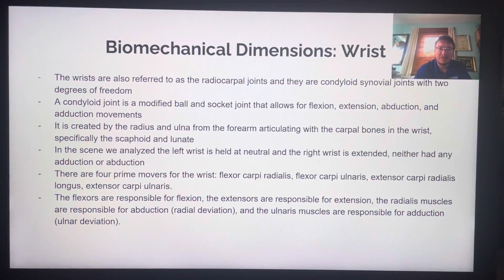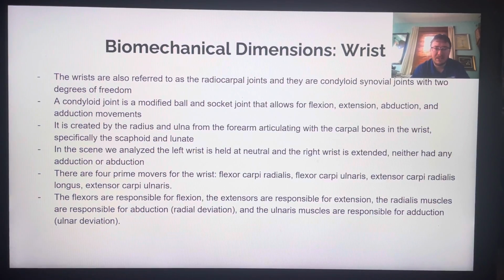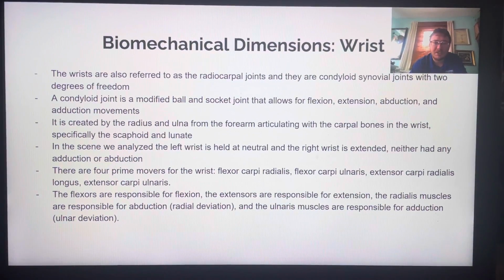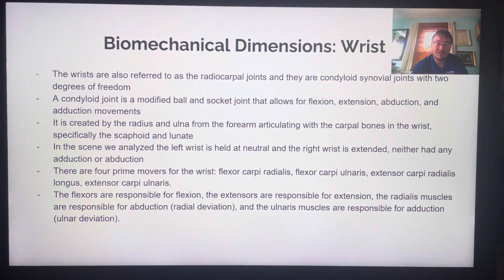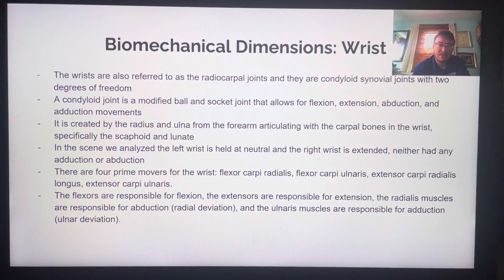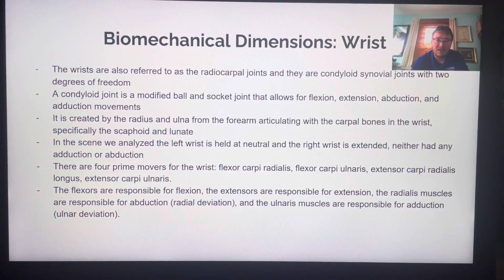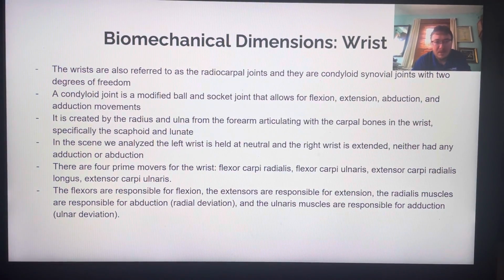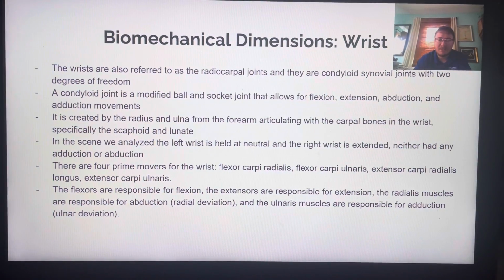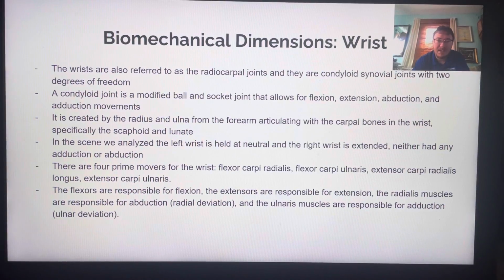In our video, the wrists can be seen moving in extension and in flexion, but in the screenshot that we studied, the left wrist was in neutral and the right wrist was held in extension. The wrists are condyloid synovial joints with 2 degrees of freedom. This allows for flexion, extension, abduction, and adduction.